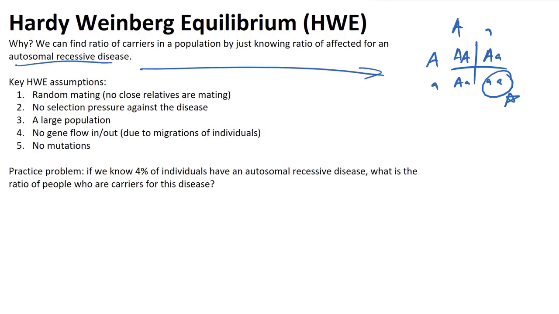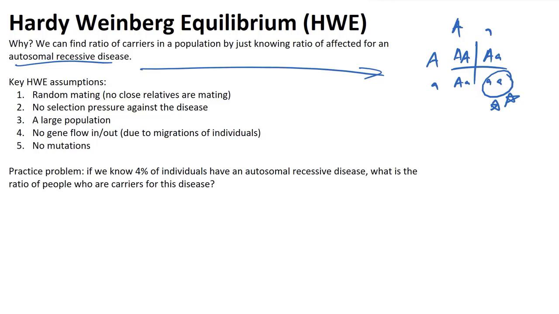Now, the key thing before you get too deep into looking at equations with Hardy Weinberg Equilibrium is knowing what assumptions are being made. You're not going to have close relatives mating. This is also known as inbreeding or incest, because that will affect the available gene pool and skew your data. It's also assuming that we don't have selection pressure against the disease. We're also assuming we've got a large population, that we don't have genes coming in and out of our populations, and that there are no mutations.